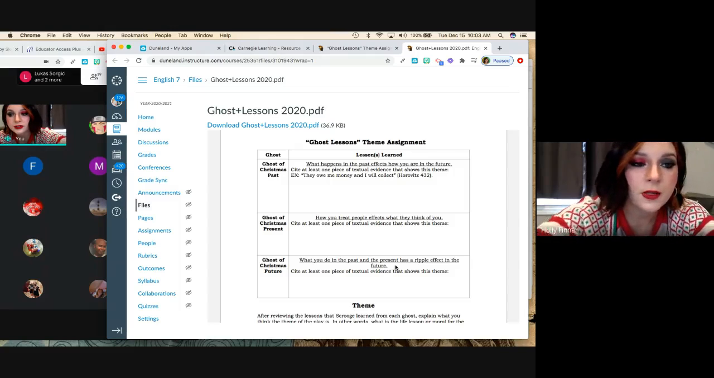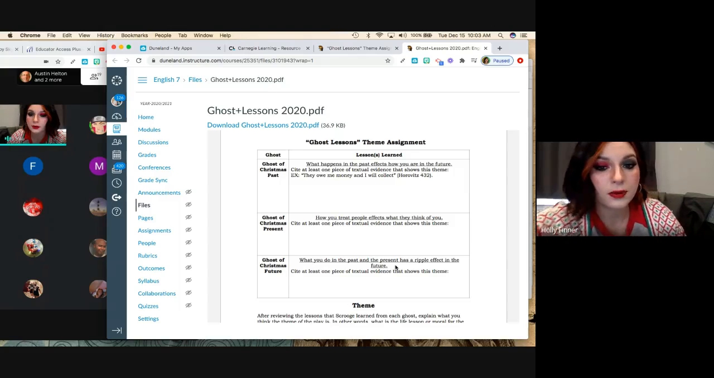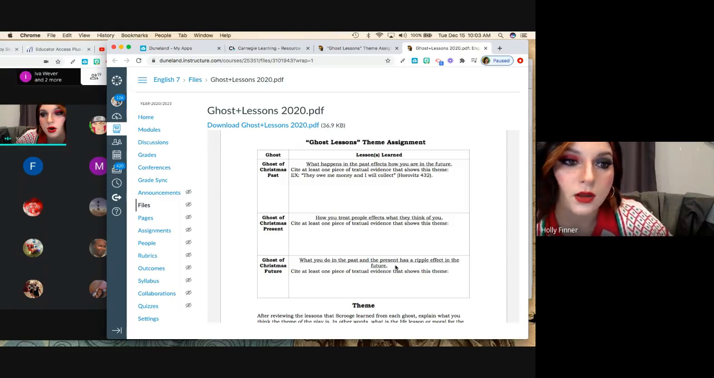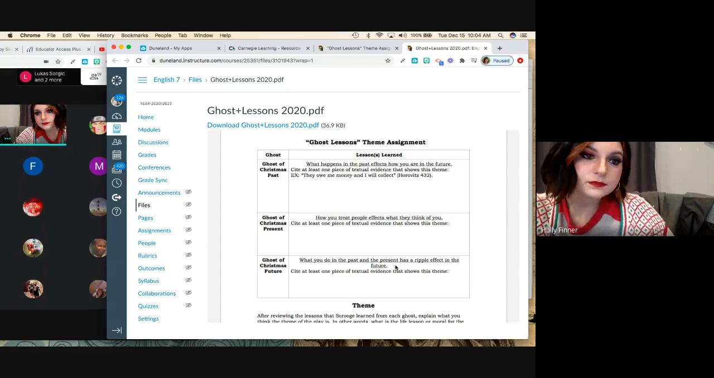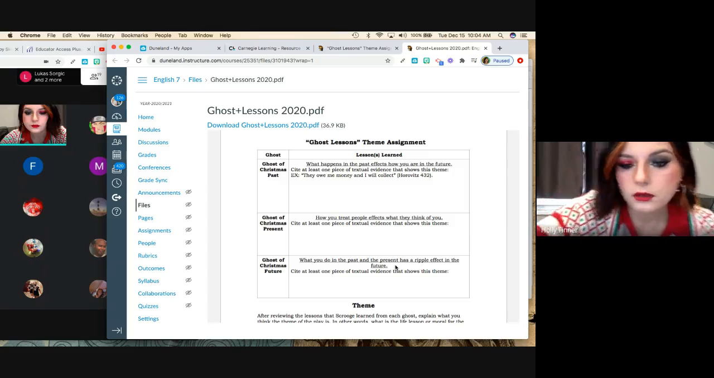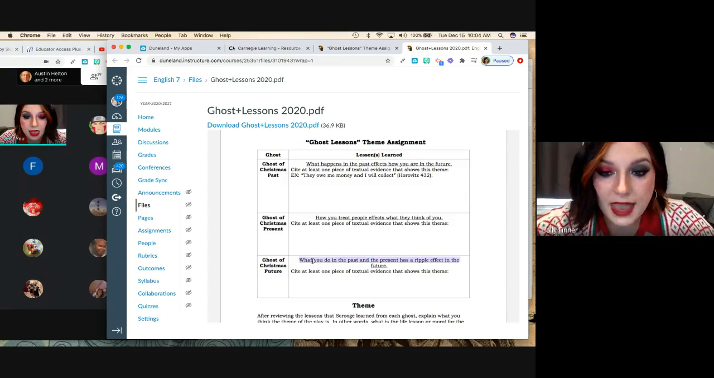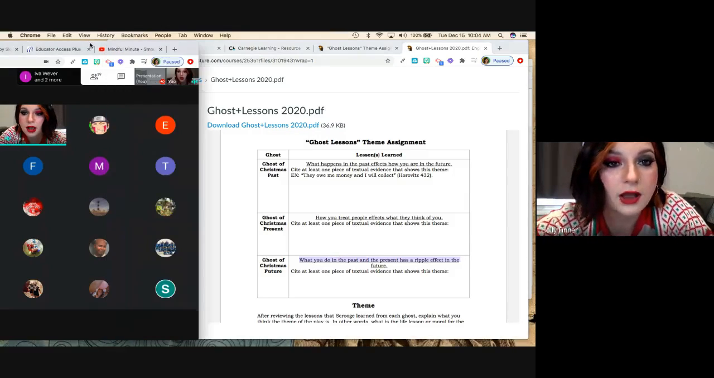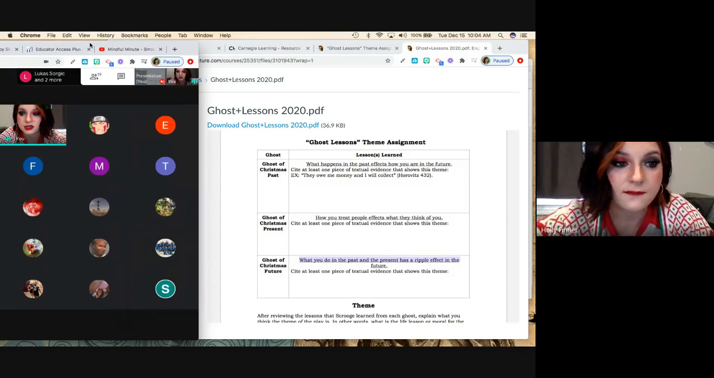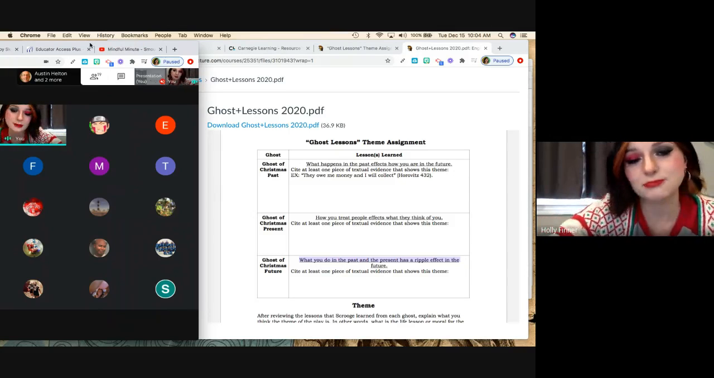Would anybody like to share the piece of evidence they gathered today? Or some people even did it yesterday while we read the little bit of the introduction of scene 4. Would anybody like to share their piece of evidence? And again, it's what you do in the past and the present has a ripple effect in the future. So did we find anything that showed how Scrooge's past or how his present affects his future or what will be? No one found one? Nobody?